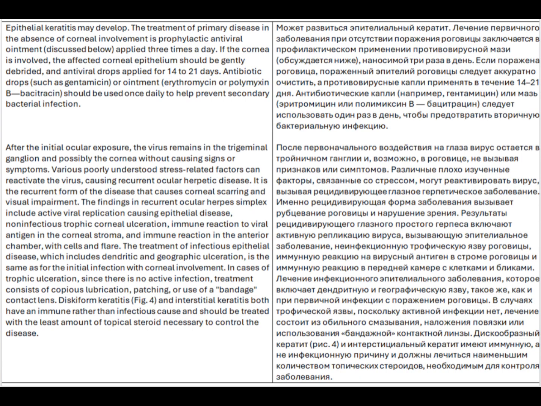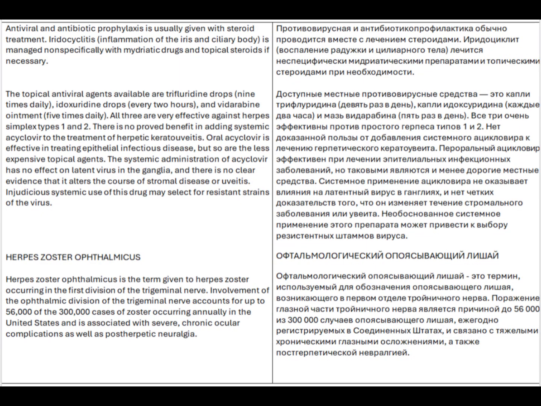Disciform keratitis, Fig. 4, and interstitial keratitis both have an immune rather than infectious cause, and should be treated with the least amount of topical steroid necessary to control the disease. Antiviral and antibiotic prophylaxis is usually given with steroid treatment. Iridocyclitis, inflammation of the iris and ciliary body, is managed nonspecifically with mydriatic drugs and topical steroids if necessary.